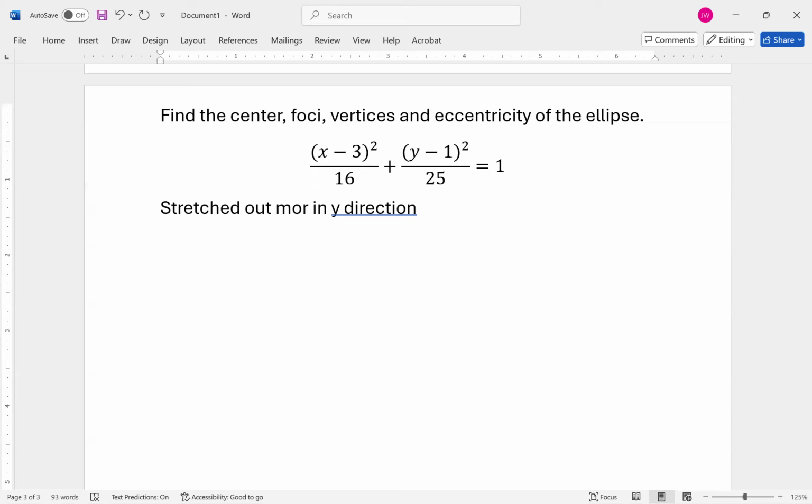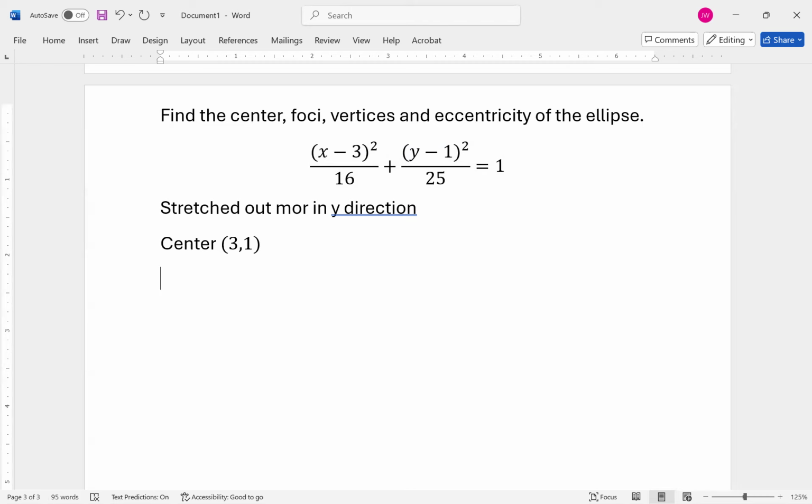Now, it's not going to be the y-axis, but it needs to be the vertical axis, and it needs to go through the center. So that's what's going to happen. All right. So the center is going to be at (h, k). In this case, that's (3, 1). Again, h comes from x minus h, k comes from y minus k. So the center is at (3, 1).